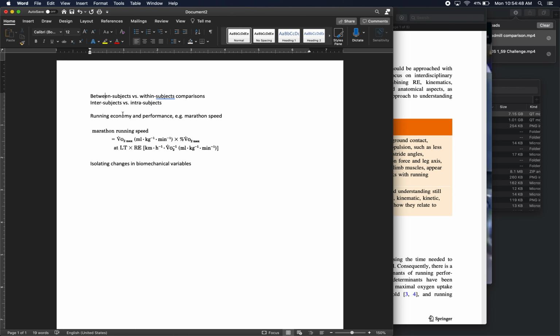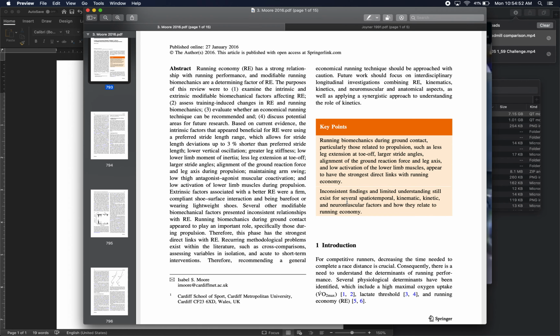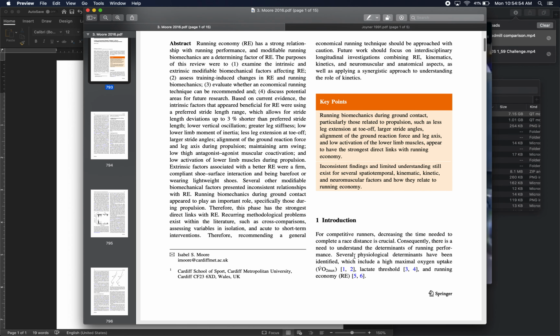Okay, another kind of preliminary point I wanted to touch on before diving into the paper here relates to the preliminary material, where she is talking about competitive runners and about completing the race distance in a certain time, and the lowest time possible being kind of the goal of competition, and determinants of that performance level, and physiological determinants of that performance level.